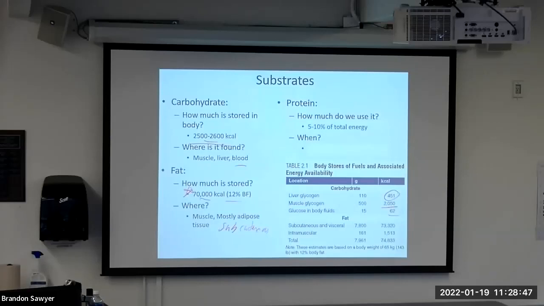So when we do a long bout of exercise, exceeding an hour, we're going to see maybe about 5 to 10% of our total energy usage coming from protein. But anytime we're doing that, we're using protein that was doing something else. It's not like it was just there waiting to be used. It had a function before, so we need to replenish that. Okay. All right. So any questions on that?